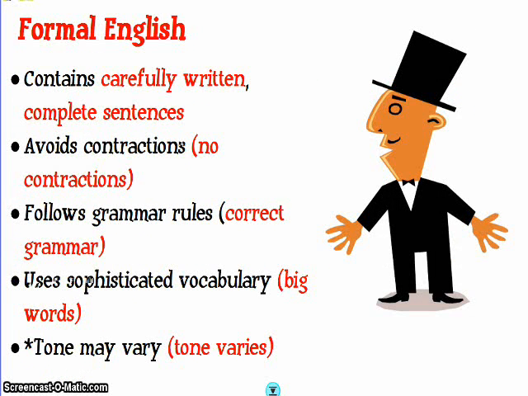Alright, so when we look at diction, there are a couple of different language choices an author can make. First is formal English or formal diction. So formal diction is carefully written and complete sentences. It's writing where the author does not use any contractions. It follows correct grammar rules and uses sophisticated vocabulary. And usually the tone is going to vary. So when we talk about tone, remember we're talking about the author's attitude, the way they feel about the topic.